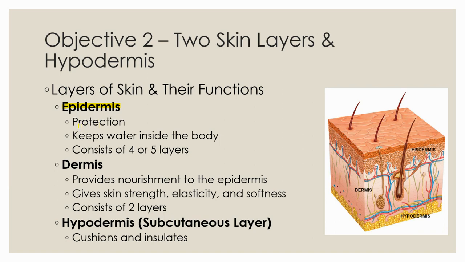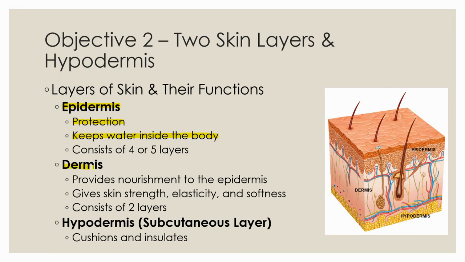It's the one that's going to be exposed to the environment around us, and so it's definitely going to be very big in protection. It's also going to be that boundary that helps to keep water inside and keep us from getting dehydrated. In objective 3, we're going to look at the 5 layers that make up the epidermis, though some only count 4.